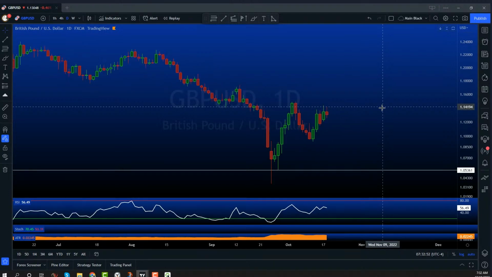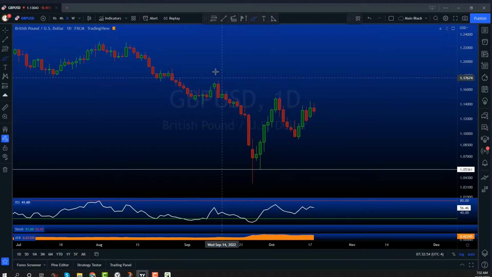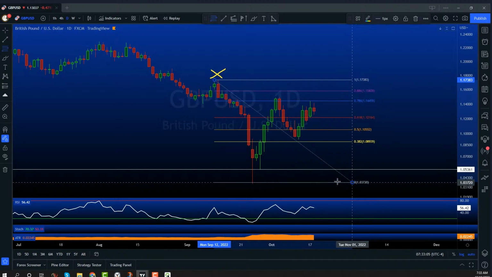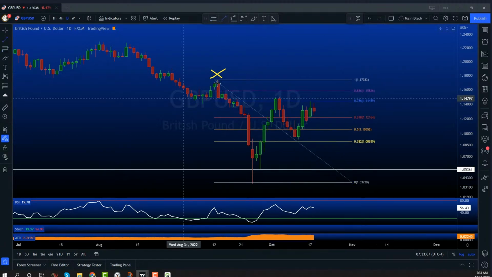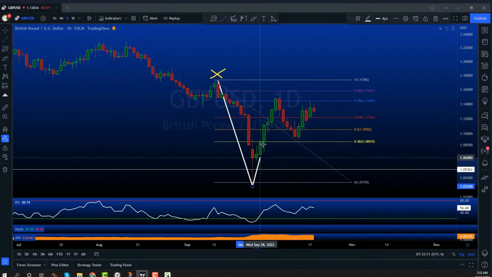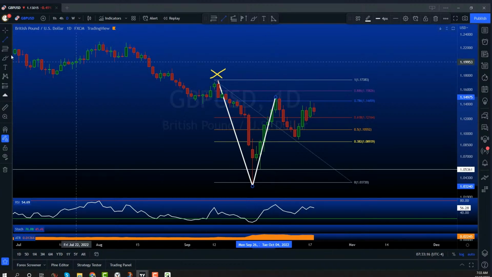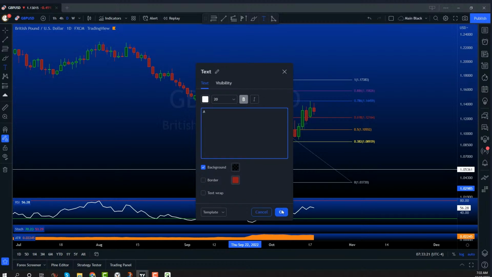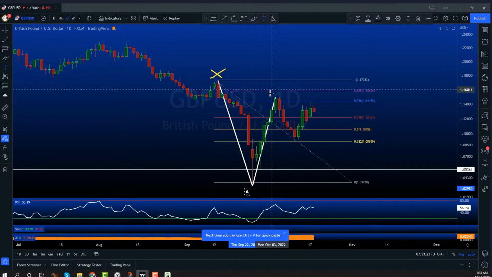So we're going to have our starting point right here. This is going to be our X leg, this swing high to swing low right here. We're going to bring our Fibonacci retracement on from that swing high to that swing low, right? So this first move is going to be our X leg down to our A leg. This first retracement is going to be our A leg to our B leg. Go ahead and write that on. So that's X. This is going to be our A down here. This is going to be our B up here.